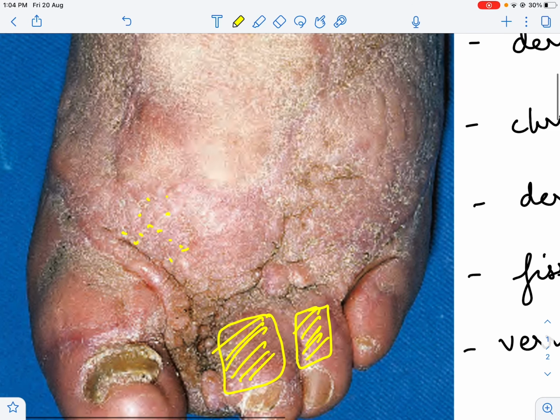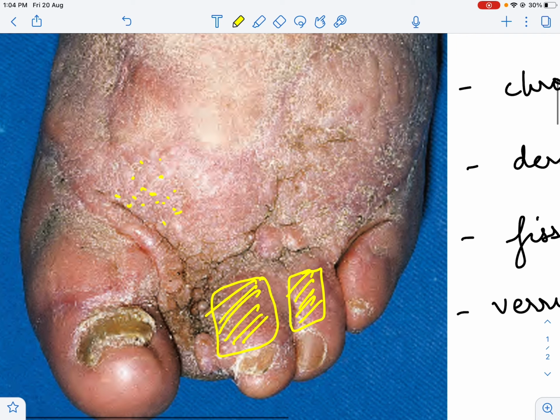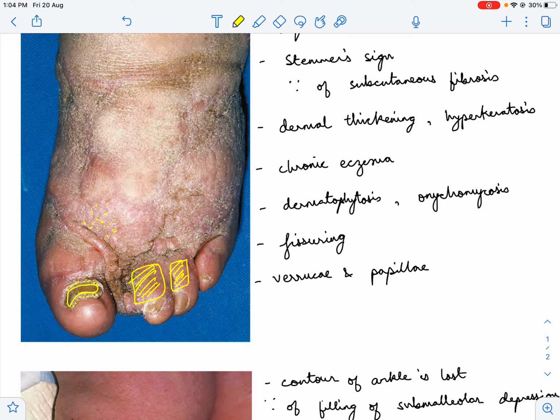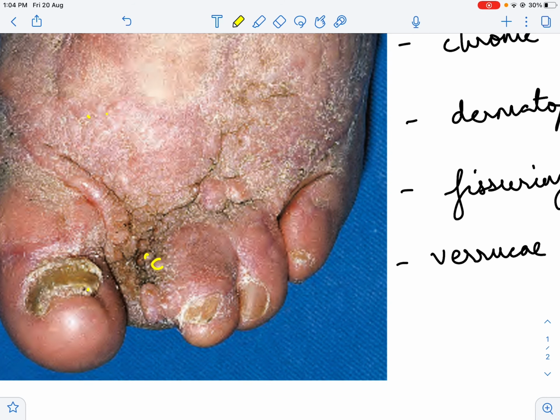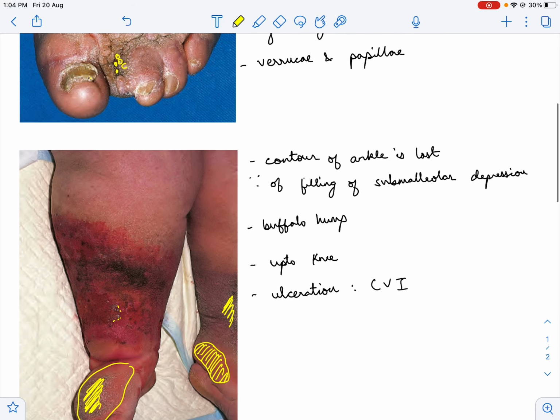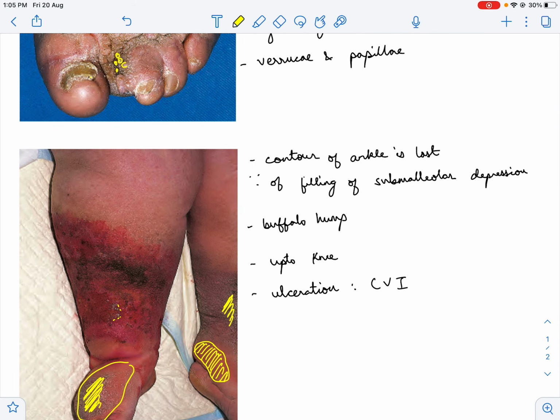This is the dermatophytosis, and this nail, you can see it has turned yellowish to greenish, along with white color which is seen. This is your onychomycosis. Next, you will see fissuring. You can see that there are cracks which have developed over here. This is the fissuring, and you can see these small warty-like structures. These are the verruca-like structures or the papillae. Now, these are the signs which you can see typically in a patient with lymphedema.